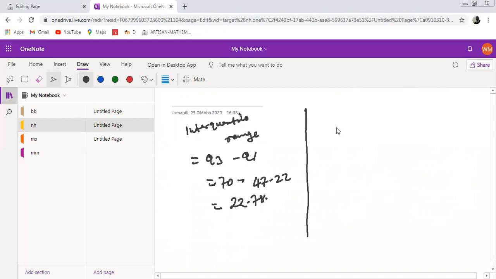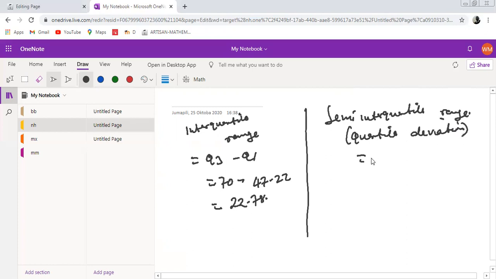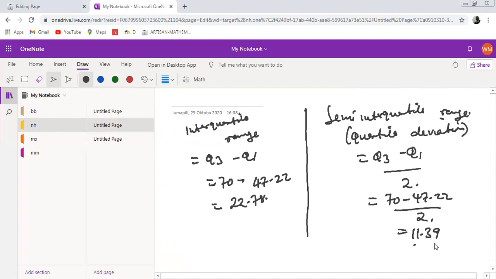If you are told to calculate the semi-interquartile range, which is also known as the quartile deviation, it will be determined by Q3 minus Q1 over 2, which will be equal to 70 minus 47.22 over 2, which will give you 11.39. That is how simple it is.